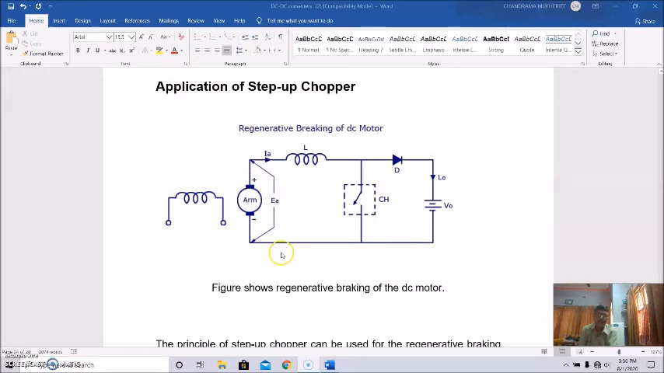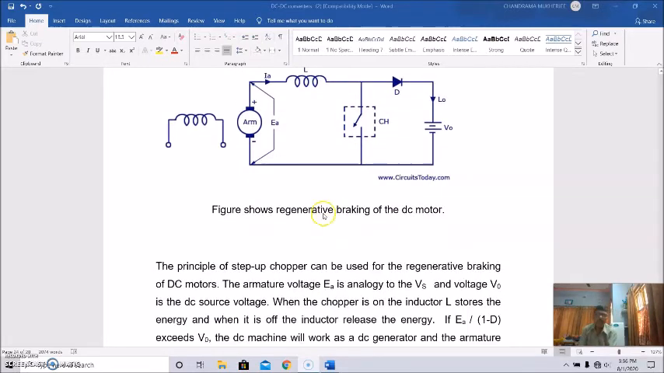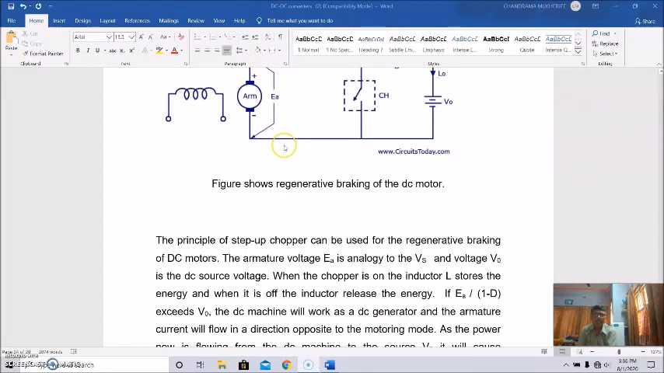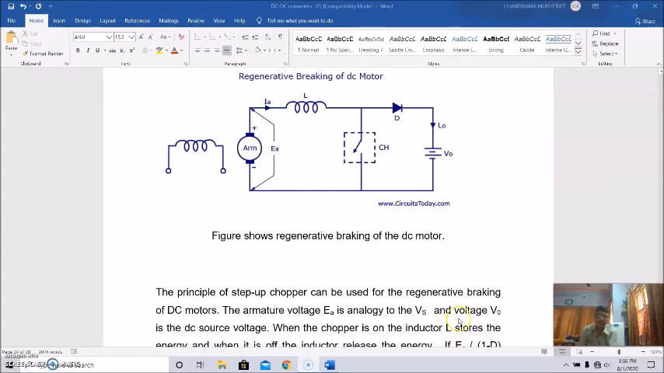So in that case this will operate as a step up chopper, since the step up chopper principle is used basically for regenerative braking. Basically, to stop the motor, instead of taking power from the source, power is supplied to the source, which is the regenerative case. In that case the motor will try to rotate in the opposite direction, and the motor will come to a stop. That's why the step up chopper is used for regenerative braking of DC motors.